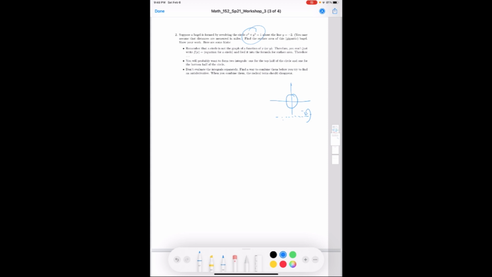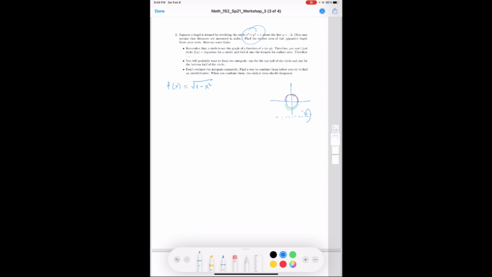Okay, the thing to recognize in order to do this is that you don't have a function. You have really two functions. You've got the top and you have the bottom, and you have to do those separately. So the top part of this is going to be, let's call that f of x, is going to equal the square root of 1 minus x squared.